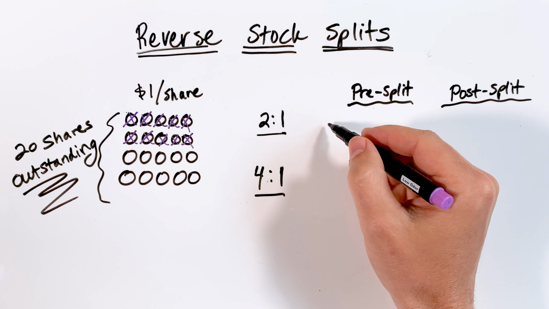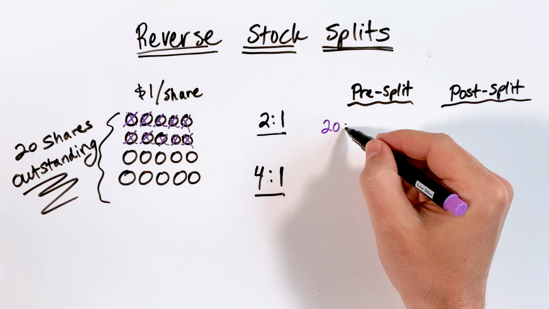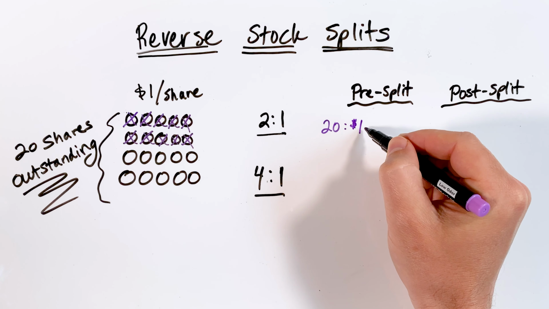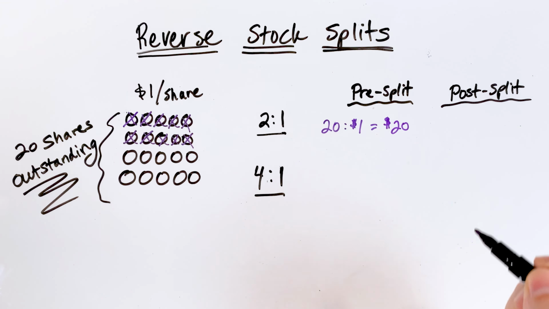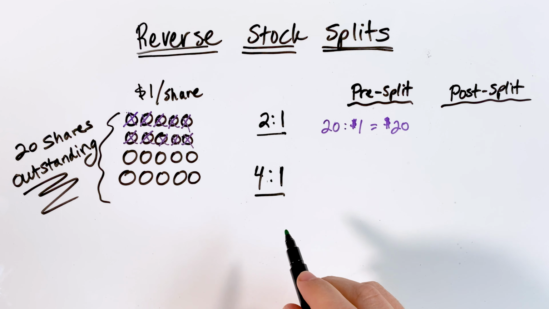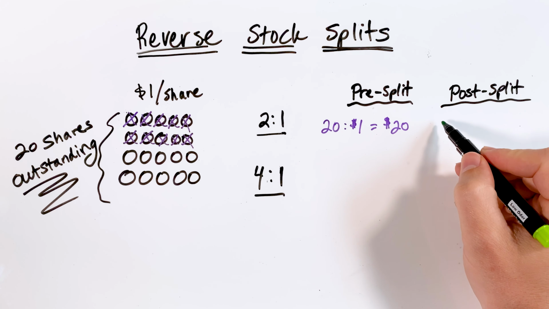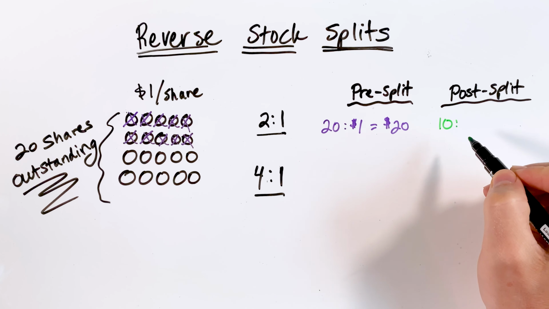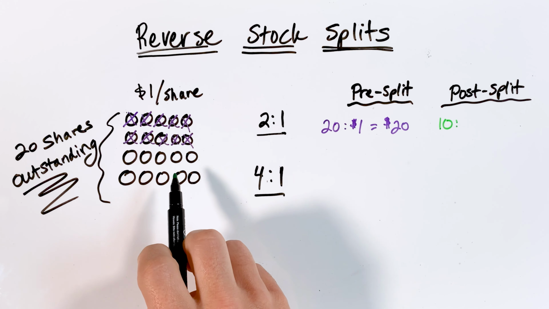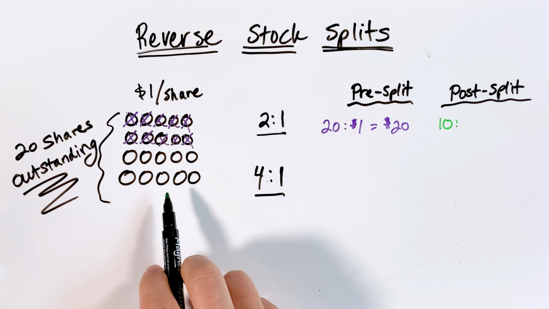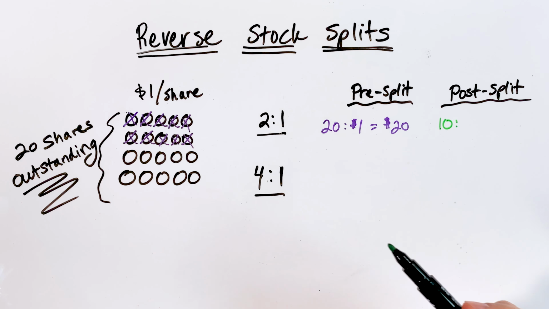So pre-split, you had 20 shares and you owned each of those shares at $1 per share, which means your total investment in the company was $20. Once you go through the post-split, the value of your investment is not impacted by this at all. It's just a distribution of how it's laid out. After the split, you now own 10 shares and the per share price of the company has to increase in order to compensate you for the reduction in the amount of shares that you own and to keep the market cap of the company the same.